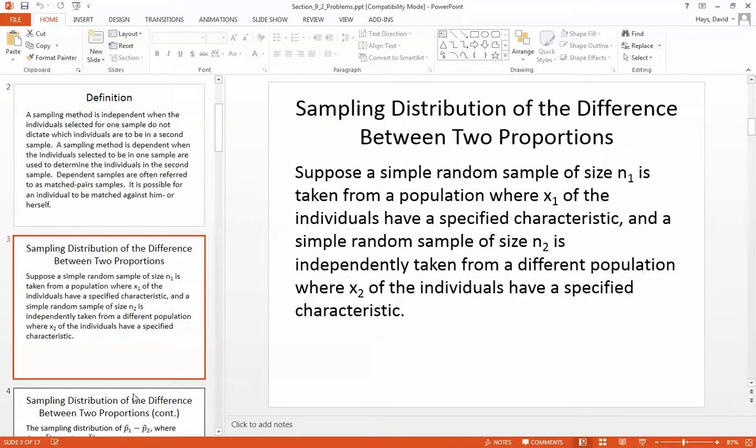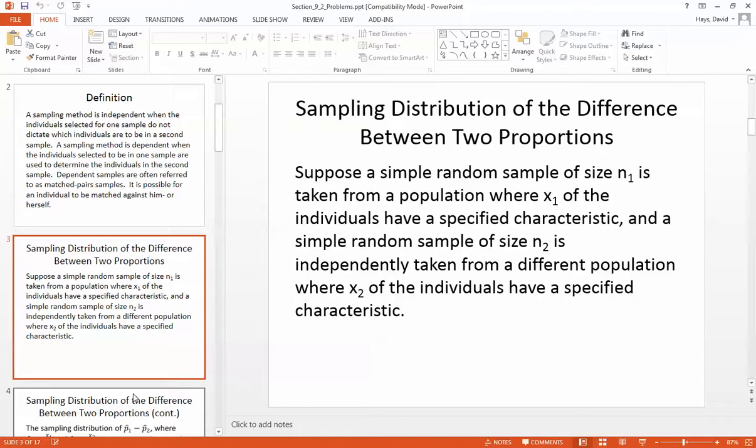Now, the sampling distribution of the difference between two proportions. Suppose a simple random sample of size n sub 1 is taken from a population where x sub 1 of the individuals have a specified characteristic, and a simple random sample of size n sub 2 is independently taken from a different population where x sub 2 of the individuals have a specified characteristic. Nothing exciting there. It's just telling you you've got two populations and two samples.